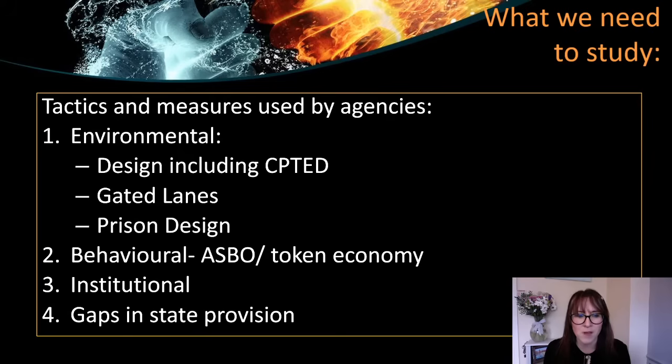So within environmental, there are three areas. There is the design, including CPTED, you have gated lanes, and you have prison design. You then have behavioural, including Asborn token economy, you have institutional, and finally you have gaps in state provision. These are all tactics and measures used by agencies in order to help with social control.